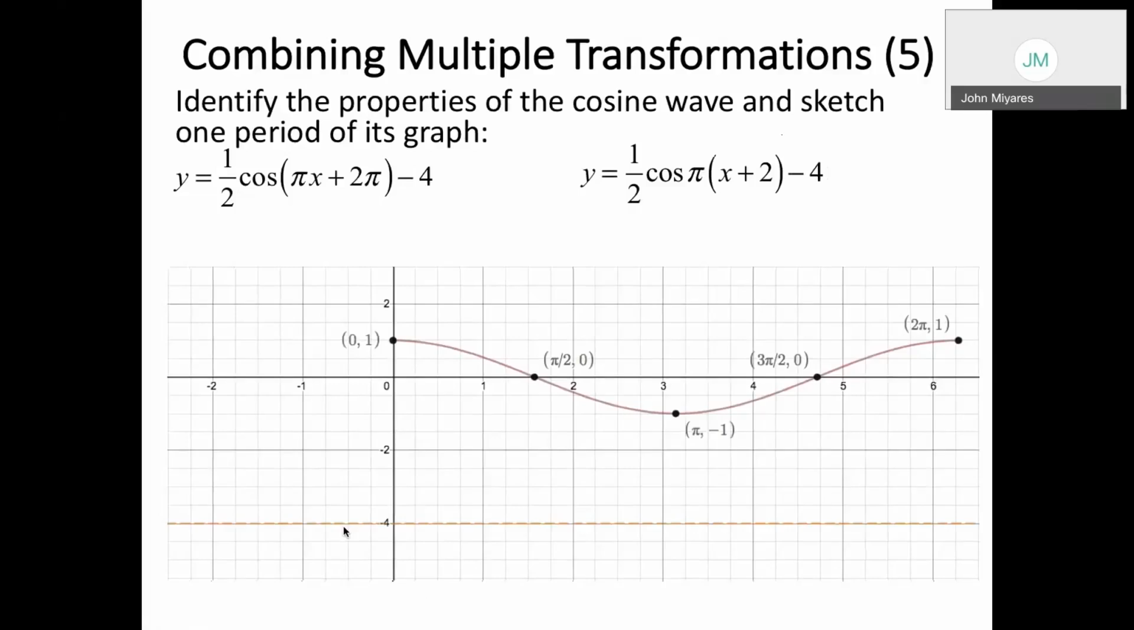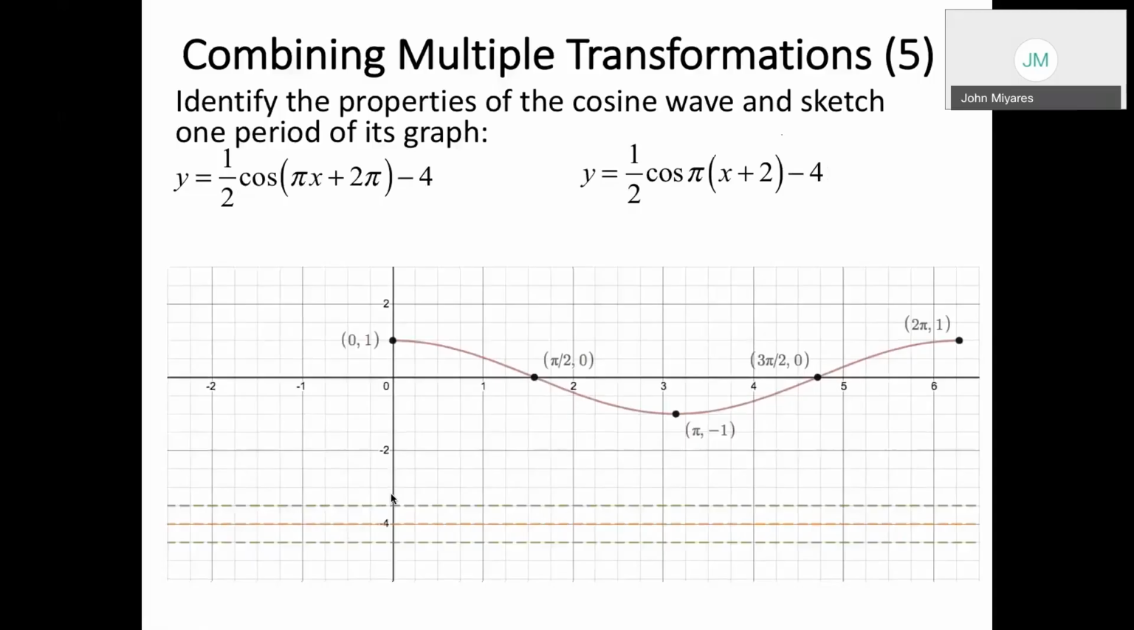The amplitude is going to be 1/2, which means that the graph is going to go up 1/2 and down 1/2 from that axis of oscillation. So I have a green dashed line here at y equals -3.5, and I have another green dash line at y equals -4.5.